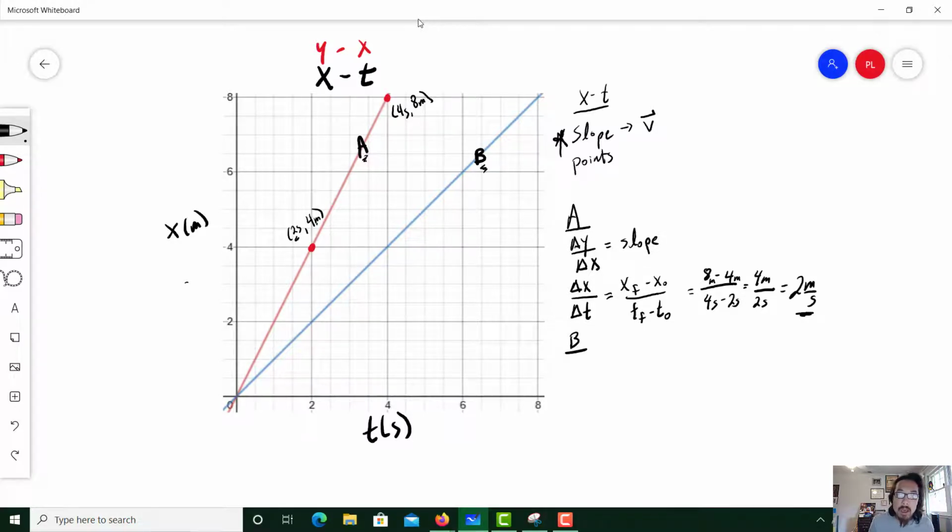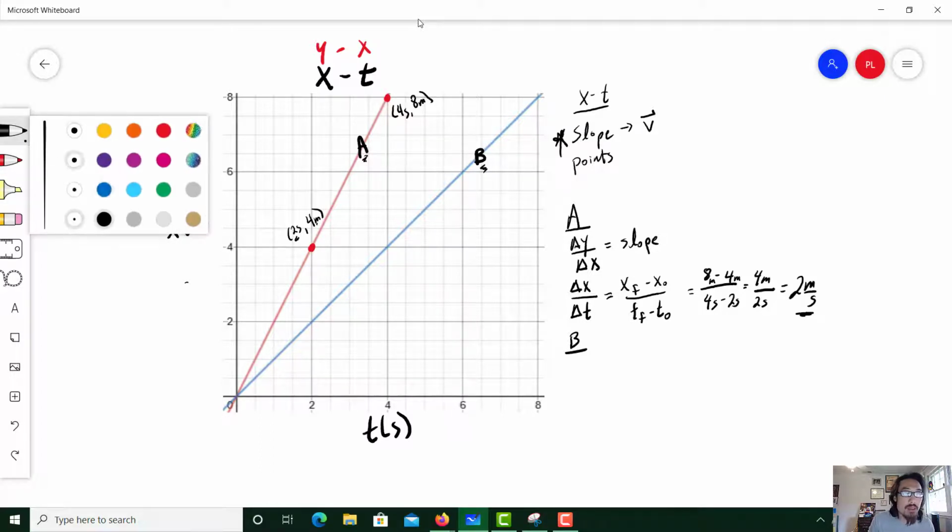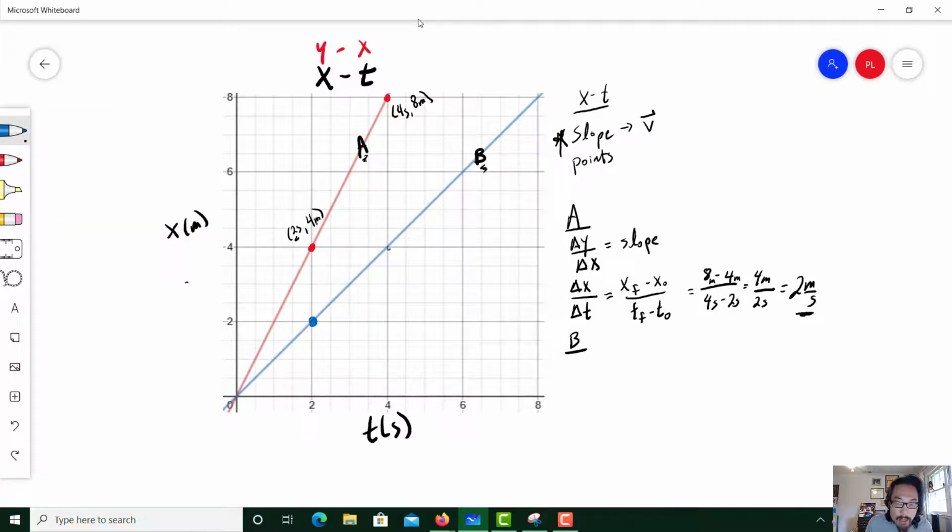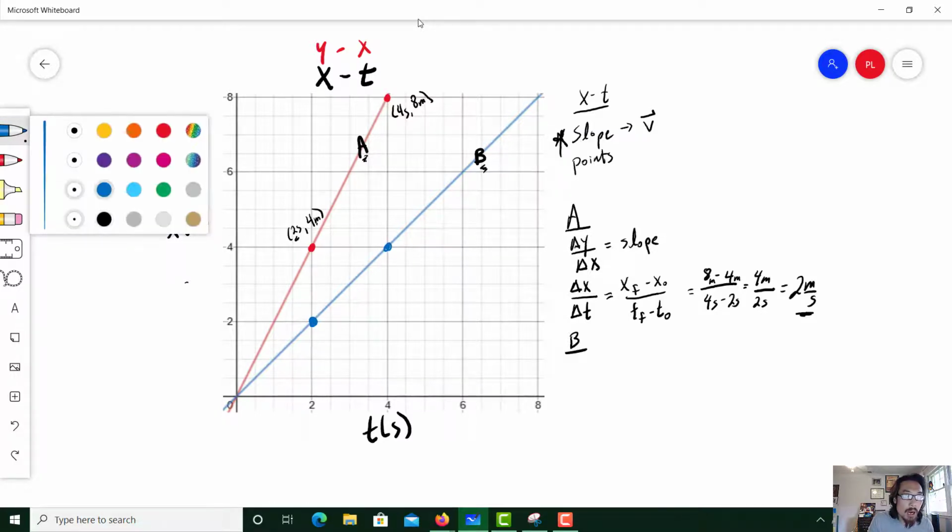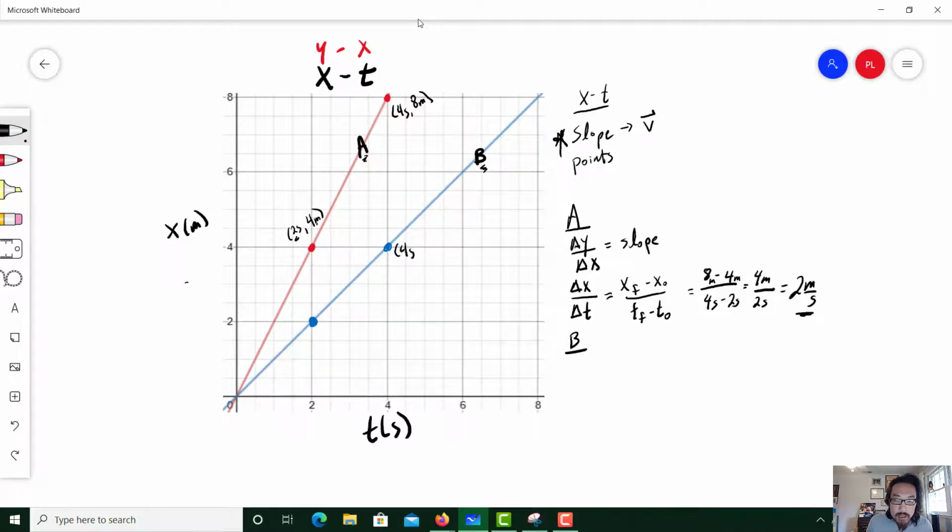So let's see if that's true. Let's do object B. Remember, the first step is to always choose 2 points on the graph, and those 2 points can help you find the slope. I'm going to choose this point right there and that point right there. Okay. I'm going to label those points with the coordinates. So we have 4 seconds and looks like 4 meters. And for this one, it looks like we have 2 seconds and we have 2 meters.